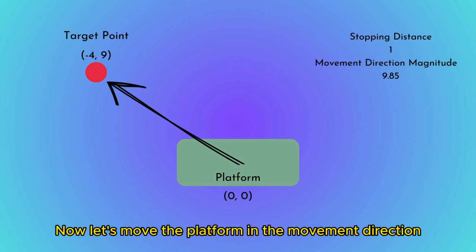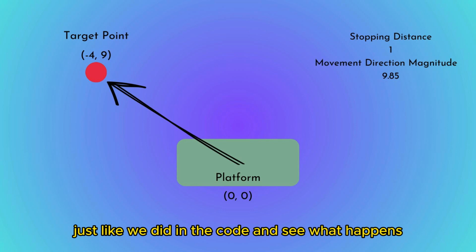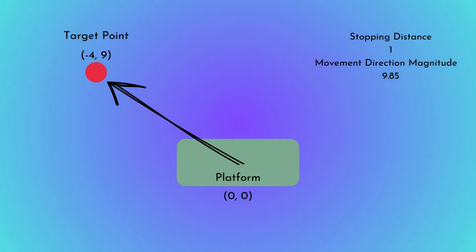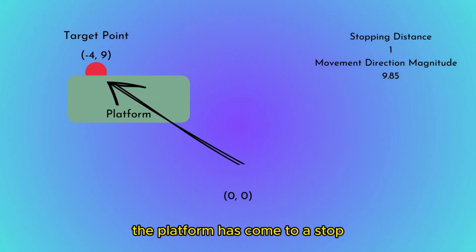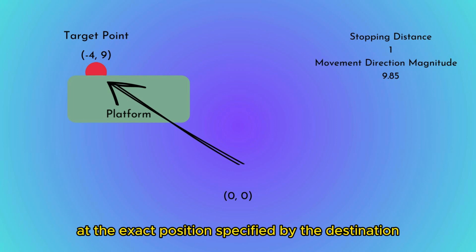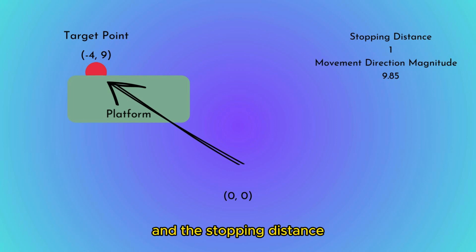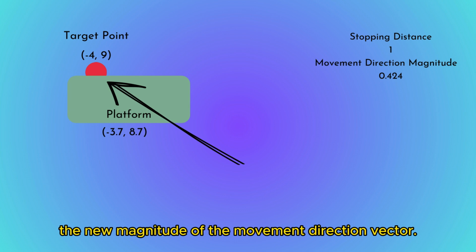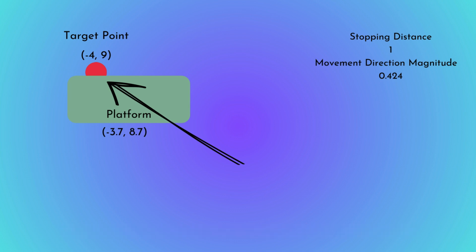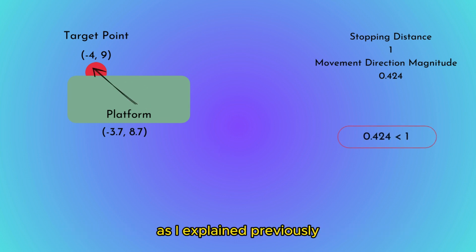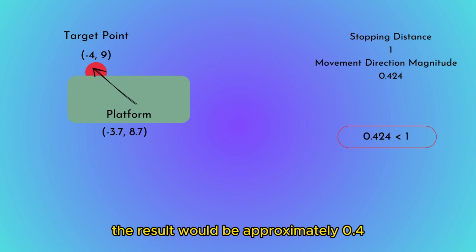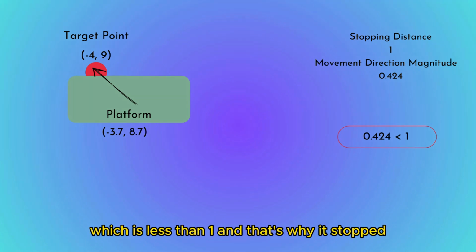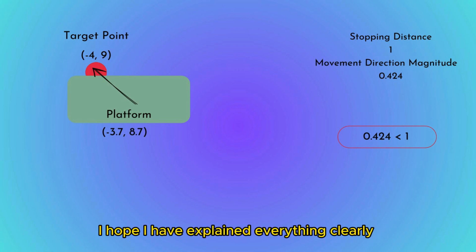Now let's move the platform in the movement direction just like we did in the code, and see what happens. The platform has come to a stop at the exact position specified by the destination and the stopping distance. Let's see why this worked. From the new coordinates of the platform, we can calculate the new magnitude of the movement direction vector. If you perform the calculation as I explained previously, the result would be approximately 0.4, which is less than 1, and that's why it stopped. I hope I have explained everything clearly.